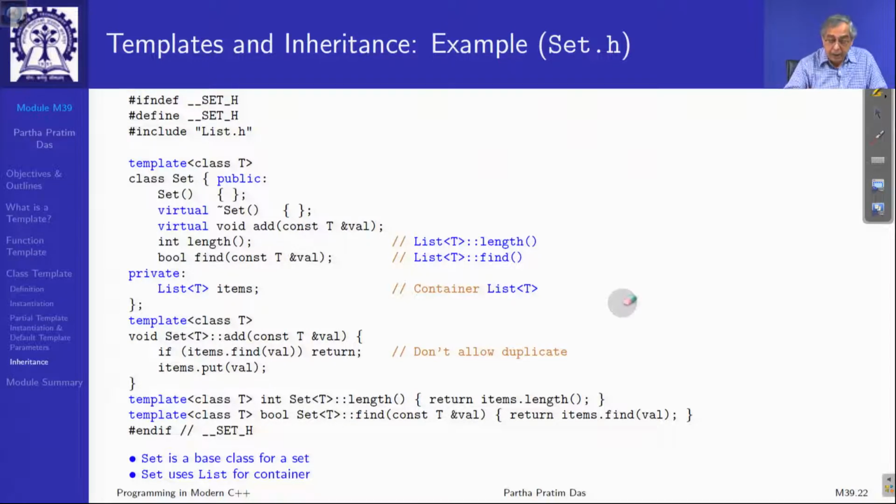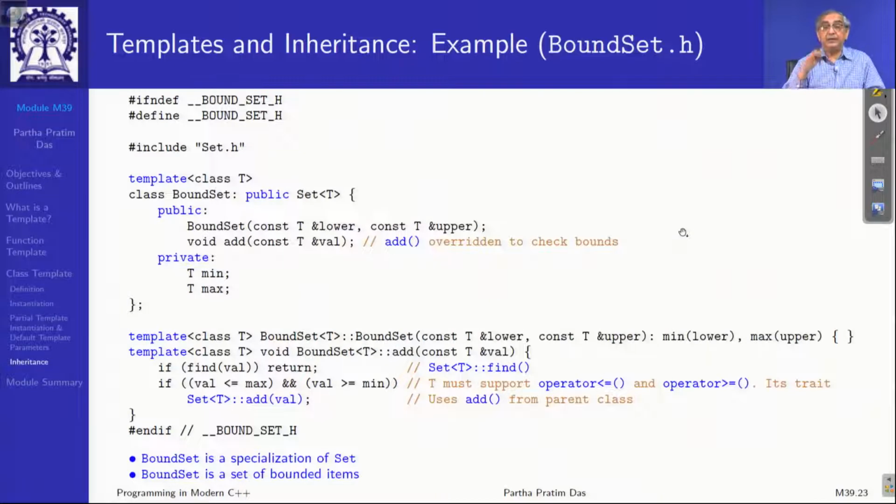Now, I want to have a specialized set, a set where the elements are bounded within a range. So, I call it the bounded set. In the bounded set, I have two bounds, lower and upper. Every element has to be in between that, and certainly I will not allow any element which is outside of it. So, if I want to add an element, I have to check whether the bounds that are given here are satisfied. That is, the value must be less than or equal to the max and greater than or equal to the min. Only then is the add allowed.